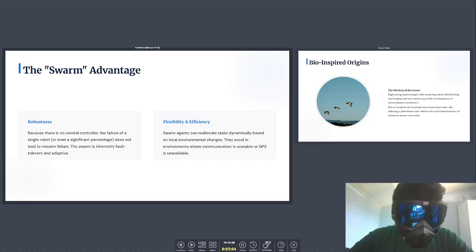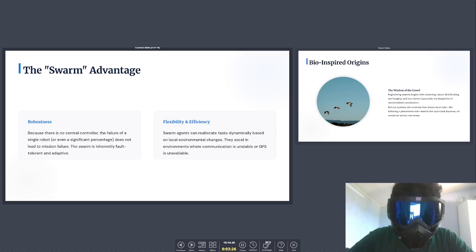So, what is the swarm advantage? The first advantage, as I said before, is robustness. Because there is no central controller, the failure of a single robot, or even a significant percentage, does not lead to a mission failure. The swarm is inherently fault-tolerant and adaptive.